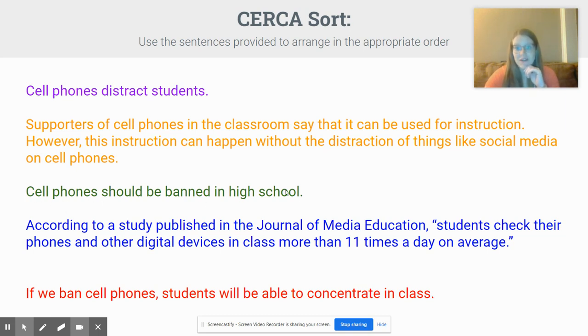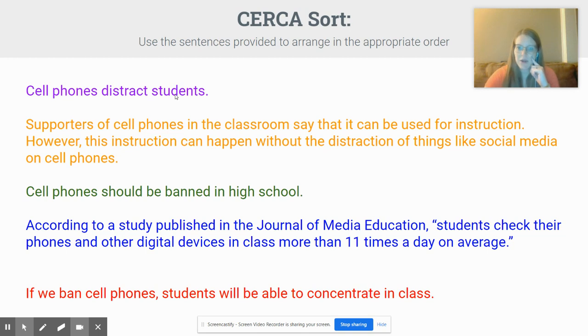Cell phones should be banned in high school. It's the opinion that goes with the question. Okay? Then you have to figure out why. Why should cell phones be banned in high school? Well, a lot of people should be noticing the first one. Cell phones distract students. They should be banned because they distract.